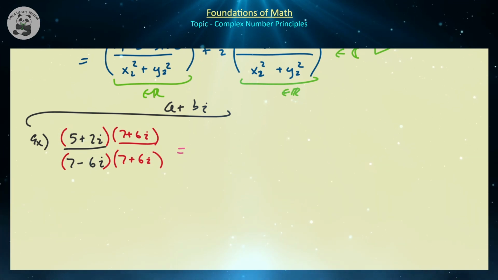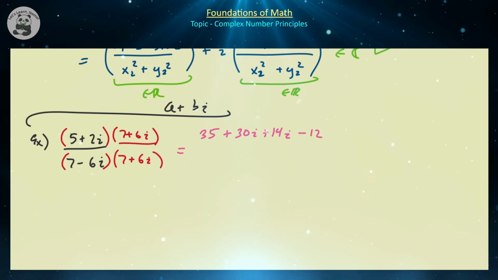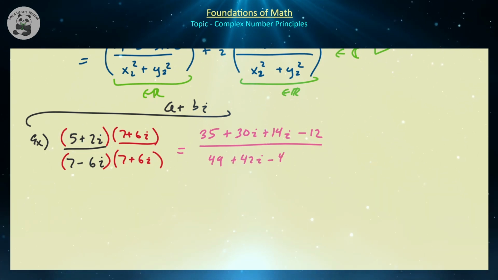So this is going to be equal to what? 7 times 5 is just going to be 35. 5 times 6 is going to be equal to 30. 2 times 7 is going to be equal to 14. And 2 times 6 is going to be 12, and that's going to change to a minus 12 because of the i squared. On the bottom, we're going to have 49. 7 times 6 is 42i. 7 times 6 is 42i, but negative. And 6 times 6 is 36, and that's going to change to positive 36 because of the i squared, which is just going to change that negative to a positive, right?